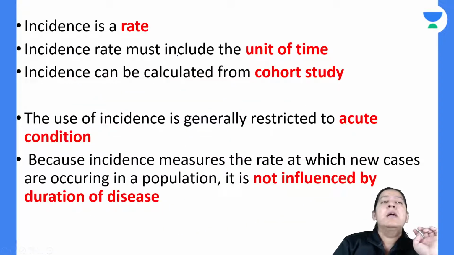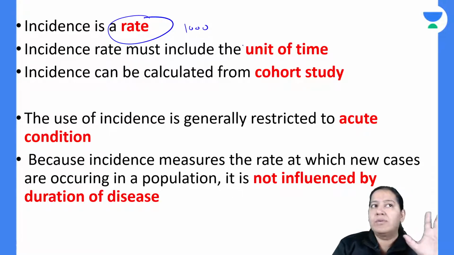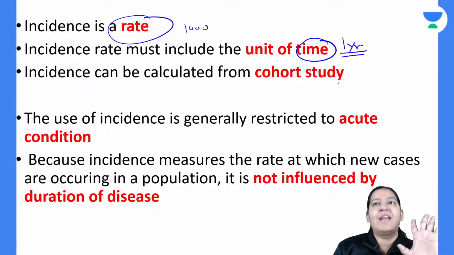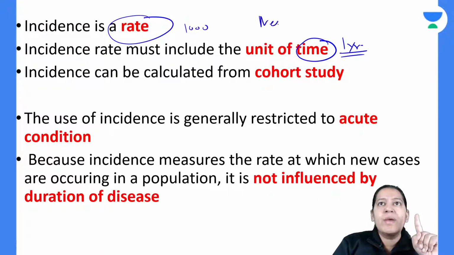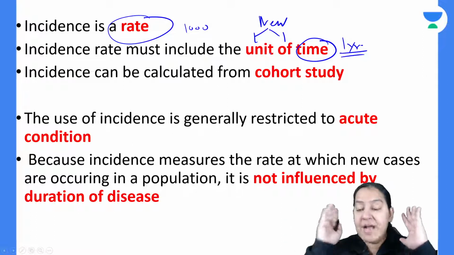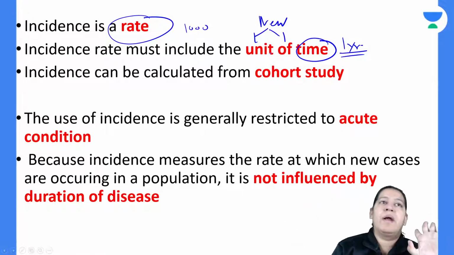What is incidence? Incidence is a rate because here the multiplier is 1000. It is not 100, it is 1000, right? And incidence always includes a unit of time, which is 1 year. Without that, you cannot calculate incidence, because you have to calculate new cases. New cases between what and what? You need a specific time duration, between 1st January to 31st December. That is my time duration in which I will look for new cases. So you will always require time, right?